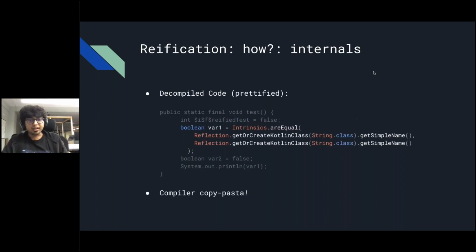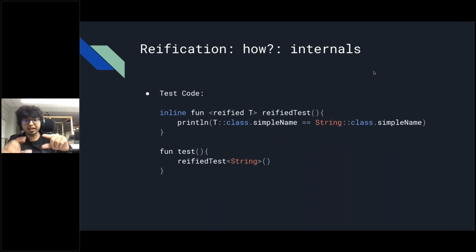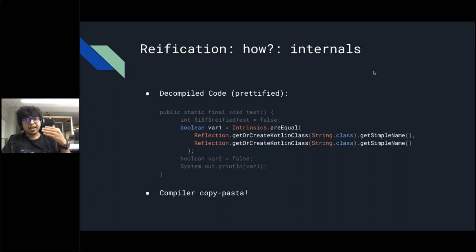You were comparing the test function when it ran with reified angle bracket string, and the test function which the Kotlin compiler generated inlined, in a way, has a comparison of string to string. So this actually returns true, because you're comparing an instance of string to a string, which is true.